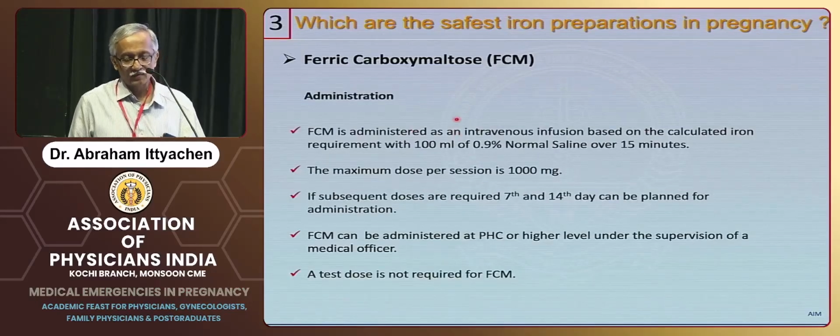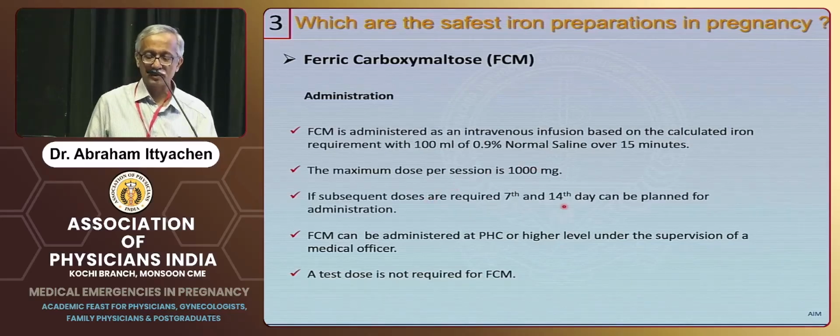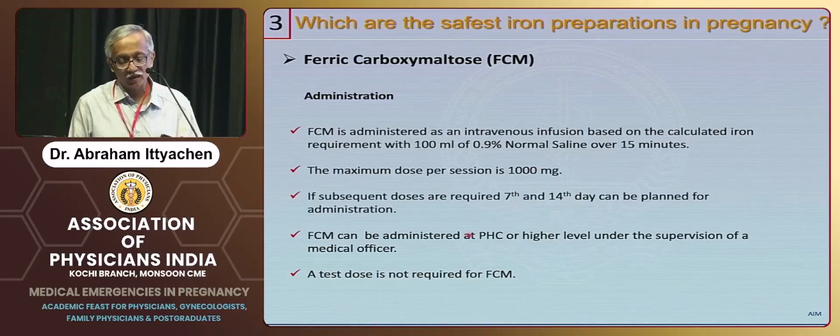Now coming to the advantages, which I just told about ferric carboxy maltose, where it actually scores a point over iron sucrose: it can be administered as an intravenous infusion based on the calculated iron requirement with 100 ml of 0.9% normal saline over 15 minutes. The maximum dose per session is 1000 milligram. If subsequent doses are required, you can give it on the 7th and 14th day. And the other advantage is you can give it at the PHC level, but under the supervision of a medical officer. Compared to the earlier preparations like dextran, the side effects are much less, but they are not uncommon. And one very important advantage compared to the older preparations is that a test dose is not required.